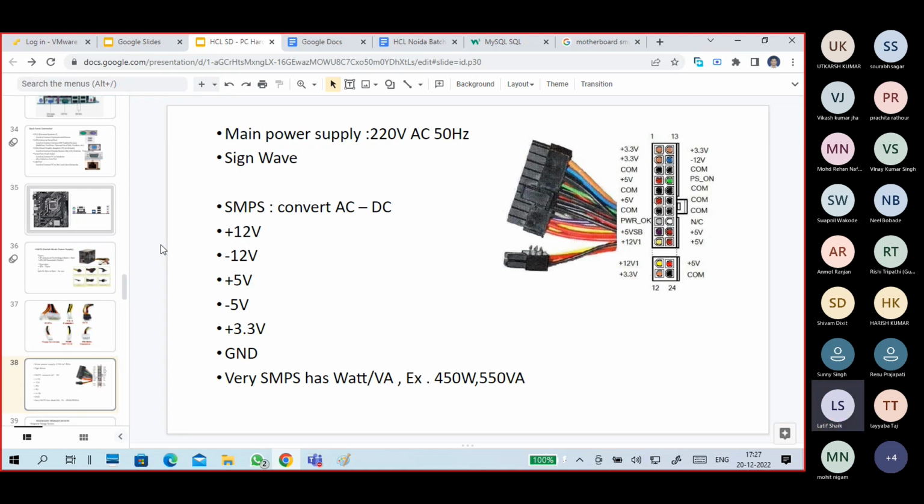What the SMPS will do is convert AC to DC. The AC power supply is a sine wave, while DC is just a very straight line. DC power supply is used for all electronics, including your mobile phones, tabs, and currently our LCD TVs and LED TVs. All electronic devices require DC power supply, so we have to use an SMPS to convert AC to DC.